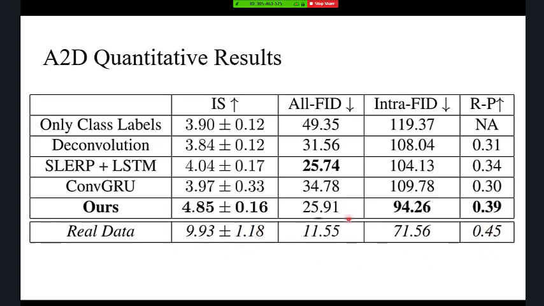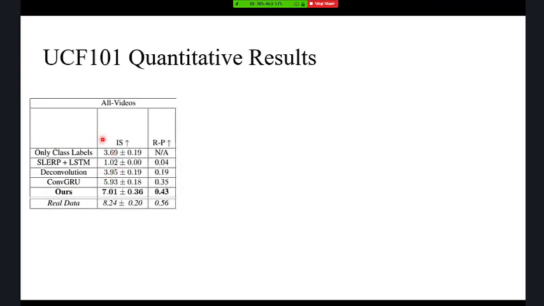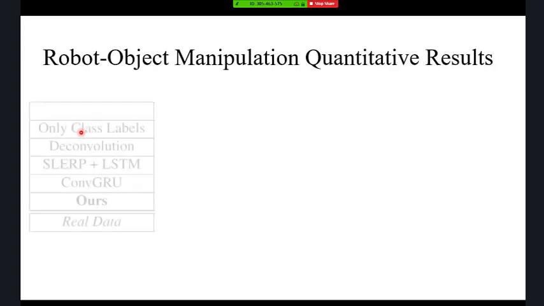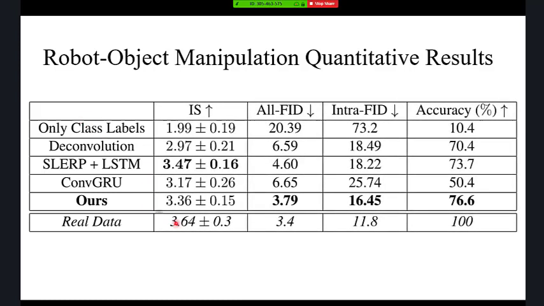So the real data has the best numbers, and it gives us a good standing point to compare our numbers with. For the UCF-101 results, again, we evaluate all the same baselines: inception score, R precision, FID, and also intra-class FID. We show all 9 classes, and we see that consistently, our method can outperform other methods. And for the last data set, again with the same baselines, the inception score, FID, intra-class FID, and the accuracy. As you can see, our method is always the best or very competitive to the best model.